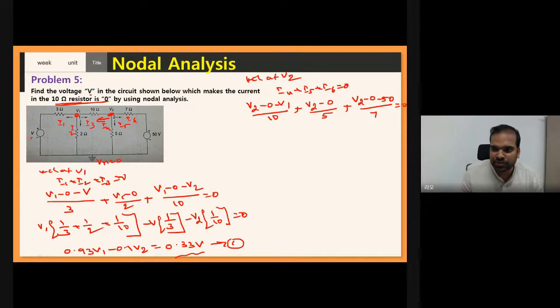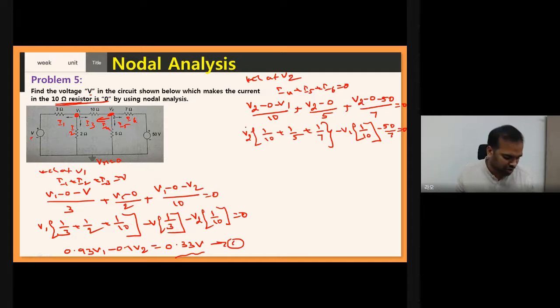So (V2 minus 0 minus 50) by 7 equals 0. You can solve this by taking the LCM, or you can take V2, V1 and the constant common. If I take V2 common, I can write 1 by 10 from this term, 1 by 5 from this term, and 1 by 7 from this term. Okay, clear. Now you have the V1 term. If I take V1 common, I can write minus 1 by 10. There is no other term. Now what is the constant here? Minus 50 by 7, equal to 0. Now if you simplify this, you need to write the V1 term, V2 term and the constant value.